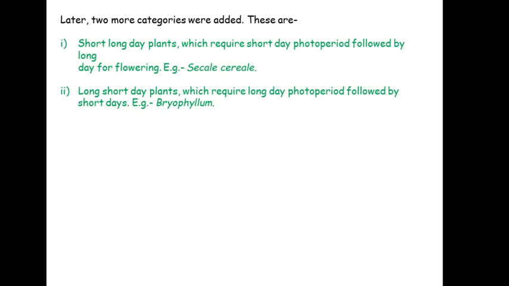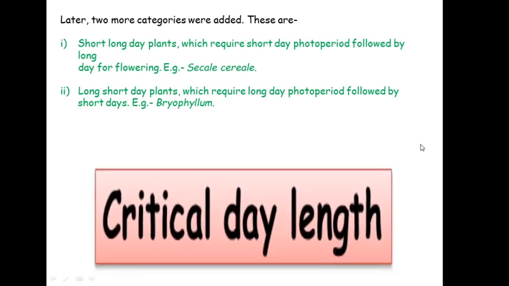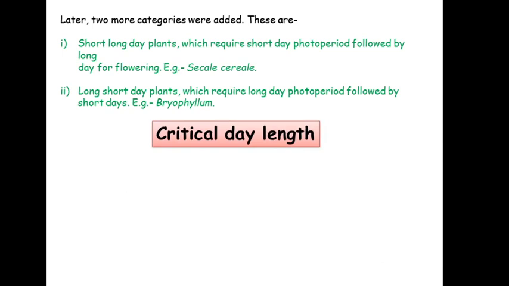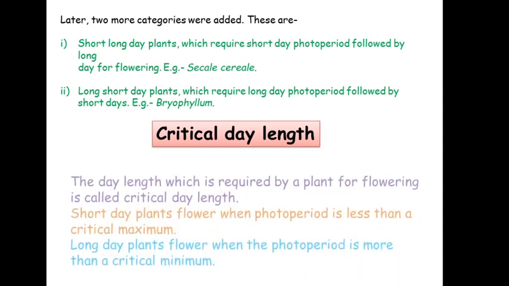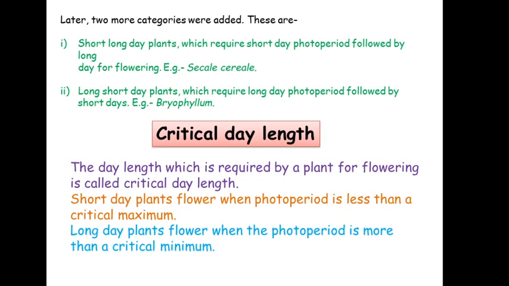Alright. So short long day plants are there, then long short day plants are also here. Long short day plants require a long day photoperiod in order to flower, followed by short days. Example, Bryophyllum. Alright. So there are 5 different categories we have found so far. The first 3 categories were defined by Garner and Allard, and the later 2 categories were added by other physiologists.